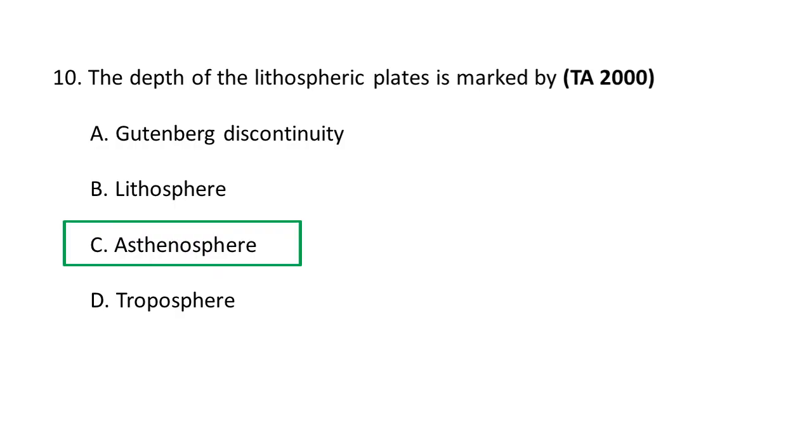Asthenosphere. The asthenosphere marks the depth of the lithospheric plates. It is a mechanically weak, ductile layer of the upper mantle that lies below the lithosphere, located between 100 to 410 kilometers below the Earth's surface, but its lower boundary is not well defined. So the depth of lithospheric plates is marked by asthenosphere. C is the correct option.